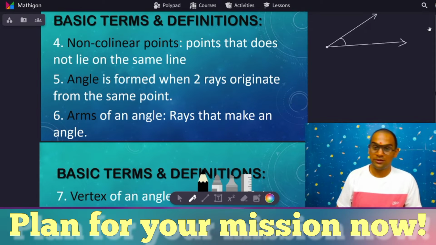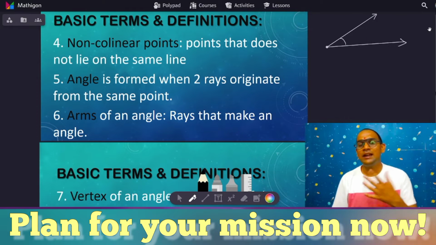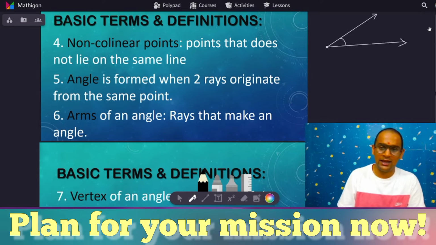Then a right angle, which is 90 degrees. Then we have an obtuse angle, between 90 to 180 degrees, and that's a straight angle. And then we have a reflex angle, which is 180 degrees to 360 degrees. I hope that is very, very much clear for you.